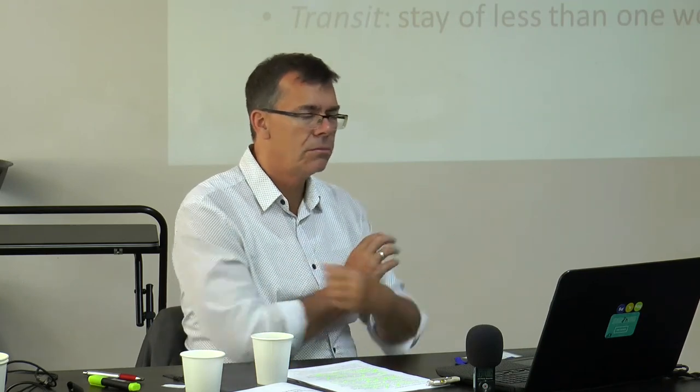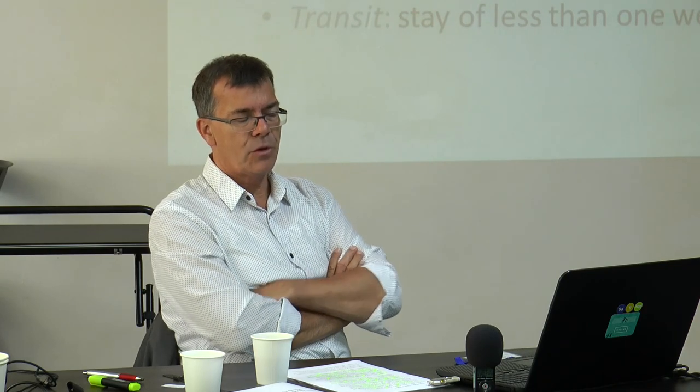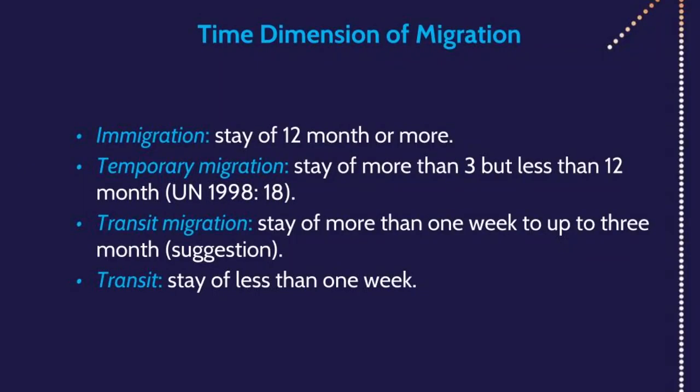And then there is the whole notion of the time dimension of migration. According to UN definitions, that's now globally commonly acknowledged, for the purpose of migration control, administration, bureaucracy. So this is completely arbitrary. These are thresholds set by bureaucrats in order to develop their categories and their policies. The agreement, by and large, is any stay of 12 months or more is immigration. Anything between 3 and 12 months is temporary immigration.